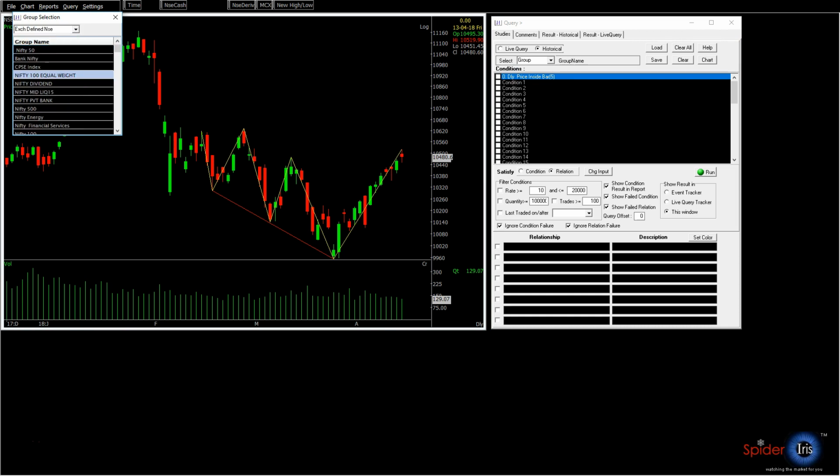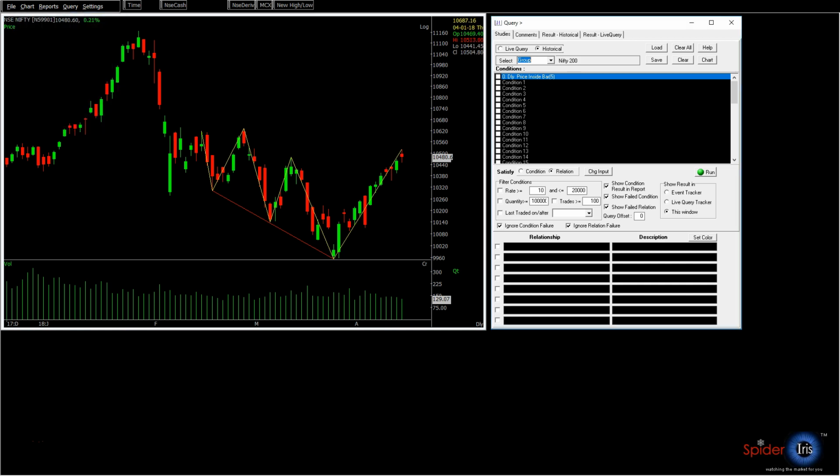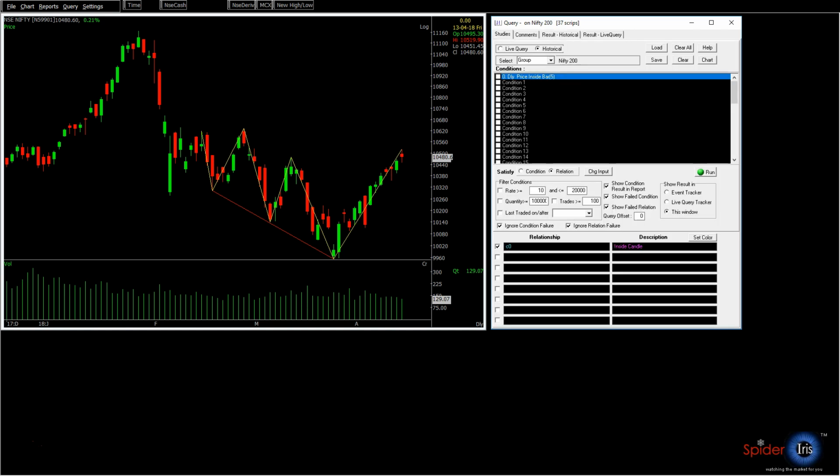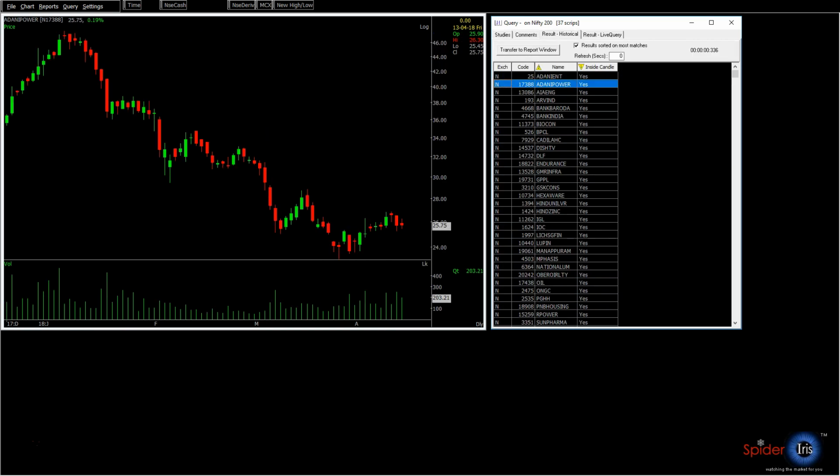where I want to scan for potential inside candle formation, and this is condition 0. So I'll be entering condition 0 and the description here as inside candle, right, and I'm going to execute this query. This is a simple query. All right, so you can see that there's a whole list of stocks that has formed inside candles.